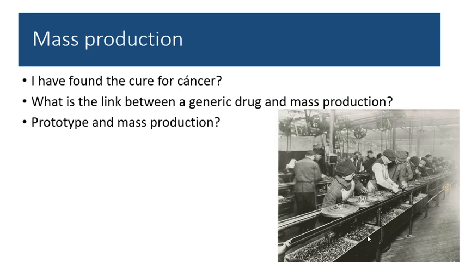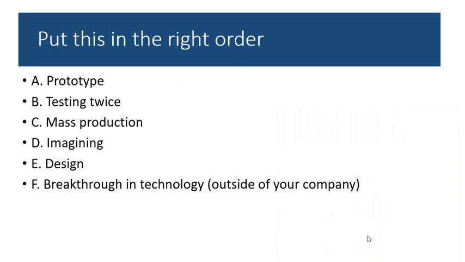So what's the link between a prototype and mass production? Pause and think about this for a minute. A prototype is not ready for mass production because it's just to show what the product will look like, and maybe you need to make a lot of changes before it's ready for mass production. It still needs to be tested. So if something is in mass production, the product is ready for mass production.